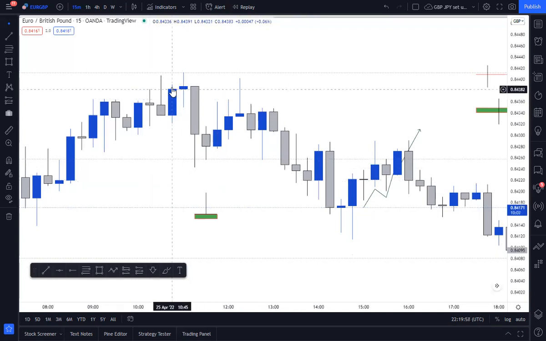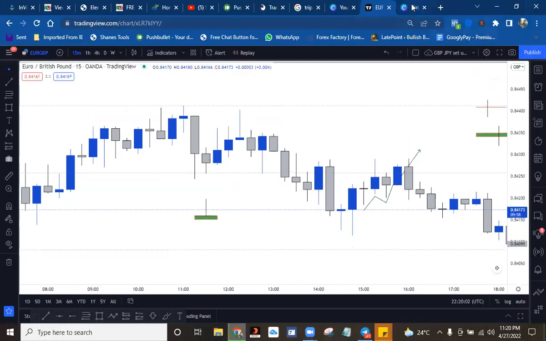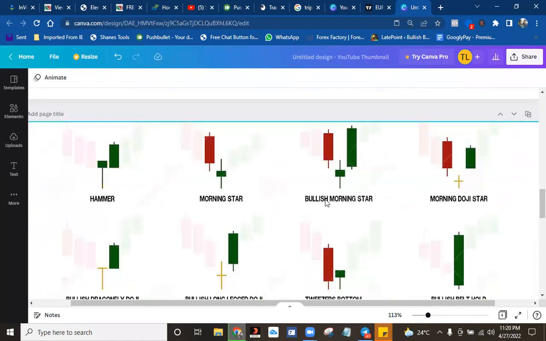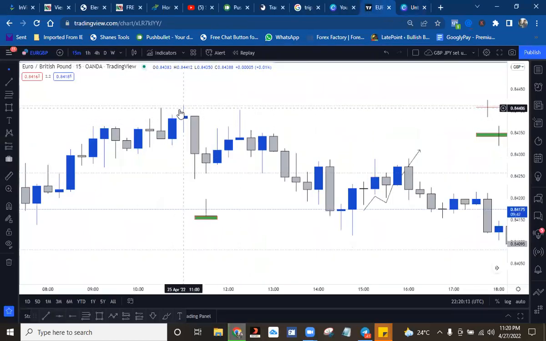Here we have, let's go back to, I think, a morning star. The bullish morning star. So this one should be a bearish morning star.